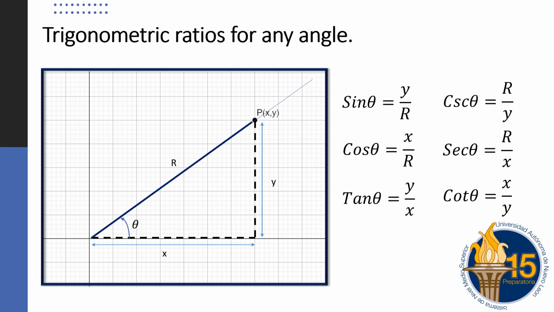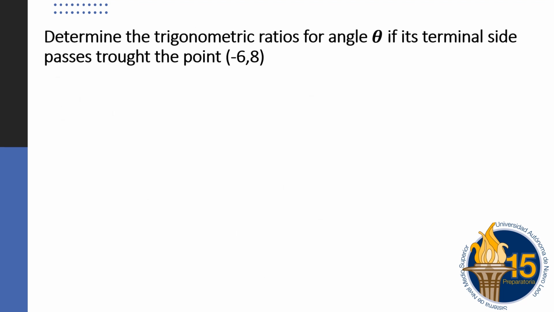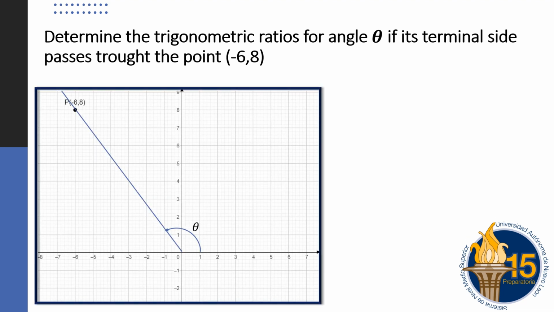However, if the angle is on a different quadrant, then we just have to consider the signs of x and y. Remember that r is always positive. Let's see an example. We have to determine the trigonometric ratios of angle theta if its terminal side passes through the point (-6, 8). So we have that x is -6 and y is 8.